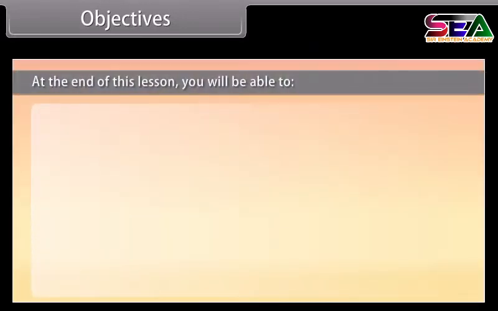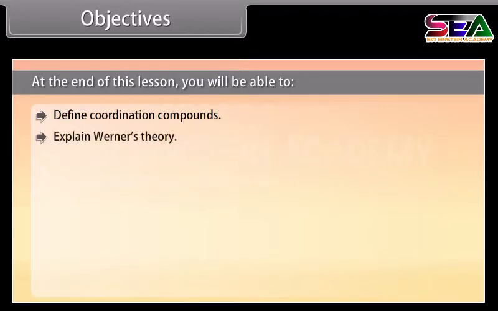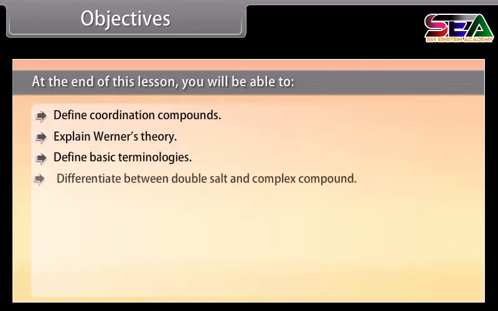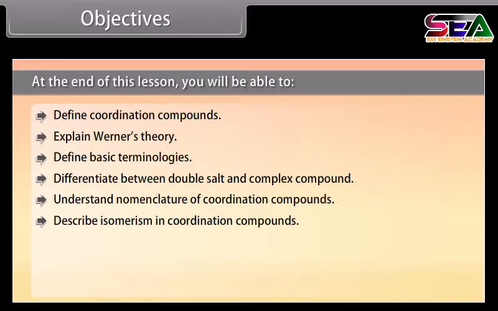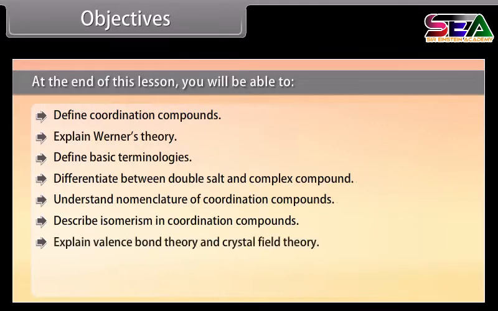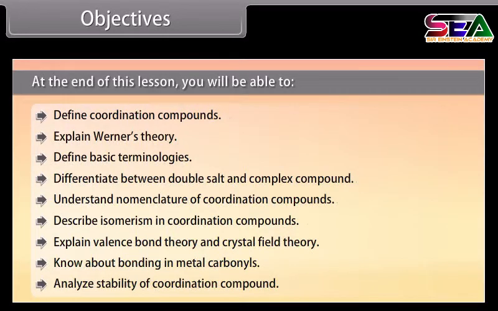Objectives. At the end of this lesson, you will be able to define coordination compounds, explain Werner's theory, define basic terminologies, differentiate between double salt and complex compound, understand nomenclature of coordination compounds, describe isomerism in coordination compounds, explain valence bond theory and crystal field theory, know about bonding in metal carbonyls, and analyze stability of coordination compounds.